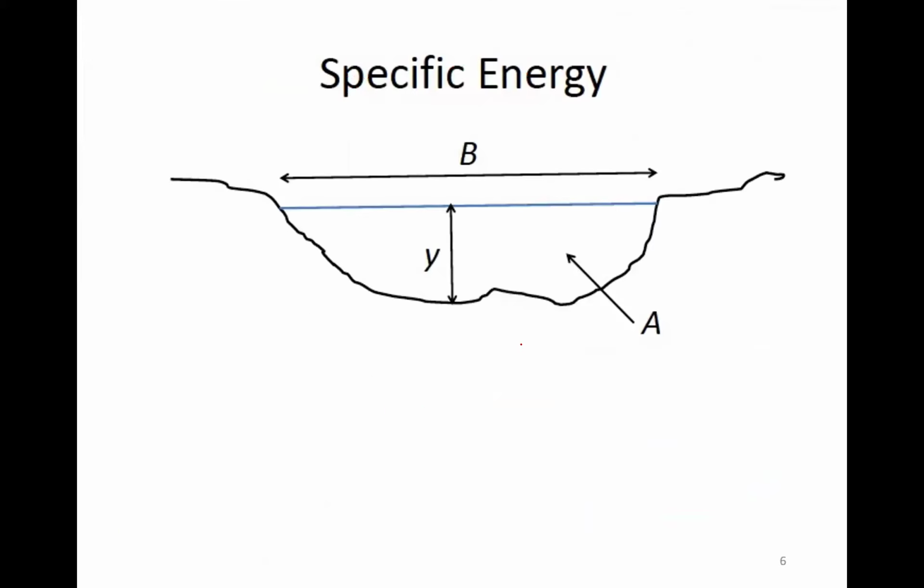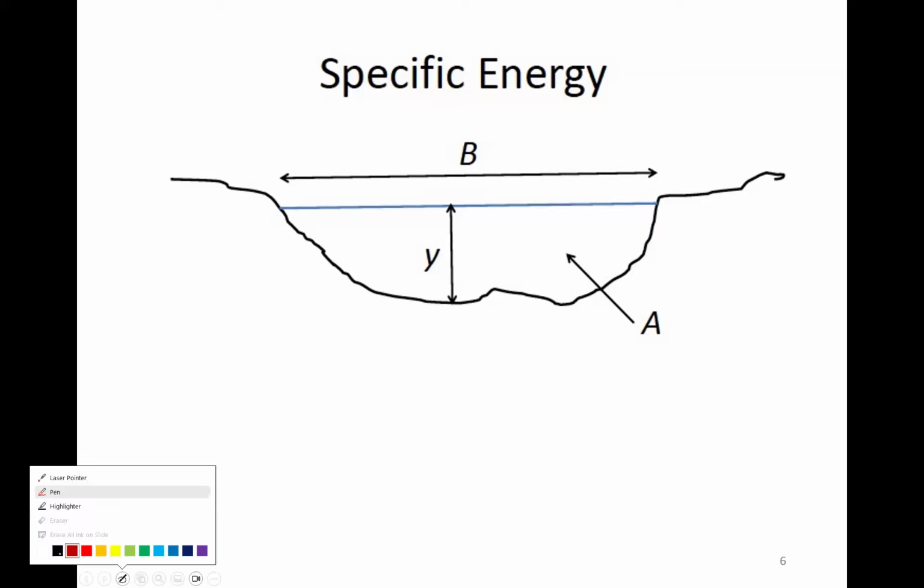Now we're going to go to our specific energy idea and see how we can translate this idea to a non-rectangular channel. So what we have on the screen is a typical non-rectangular channel. Let's say it's a natural irregular channel. It has a top width of B, area is A, and depth is Y.